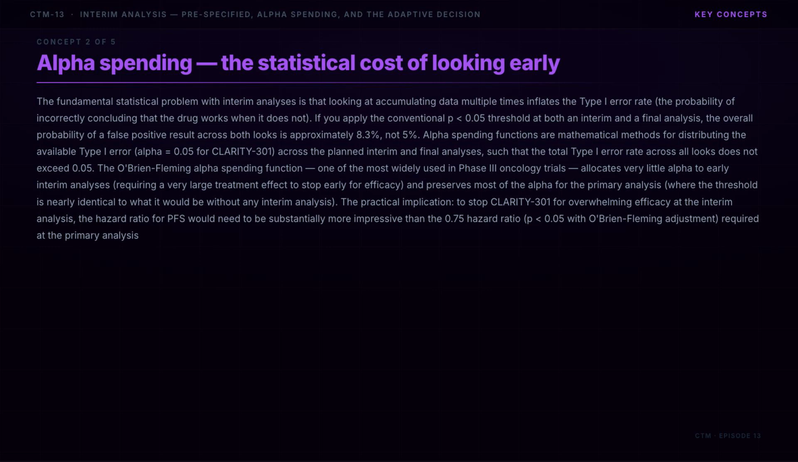The practical implication: to stop Clarity 301 for overwhelming efficacy at the interim analysis, the hazard ratio for PFS would need to be substantially more impressive than the 0.75 hazard ratio, P 0.05, with O'Brien-Fleming adjustment, required at the primary analysis.